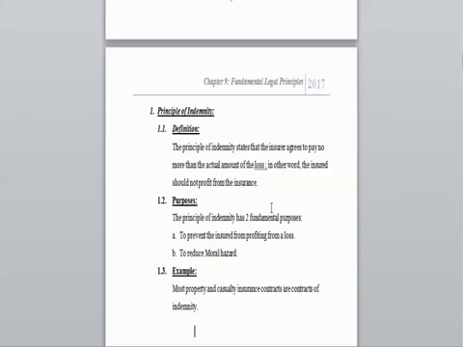The principle of indemnity has two main fundamental purposes. The first purpose is to prevent the insured from profiting from a loss. The second purpose is to reduce moral hazard, which means if dishonest policyholders could profit from a loss, they might cause losses with the intention of collecting the insurance.